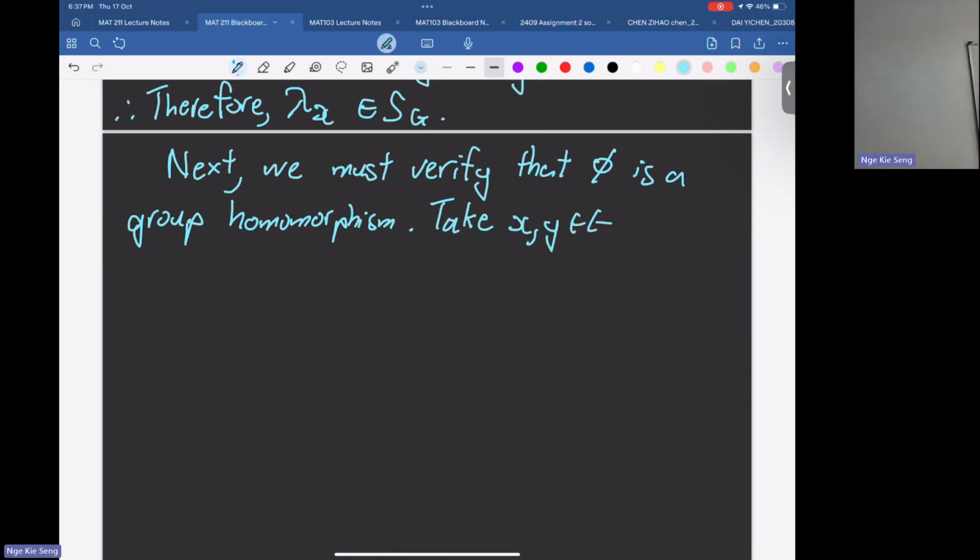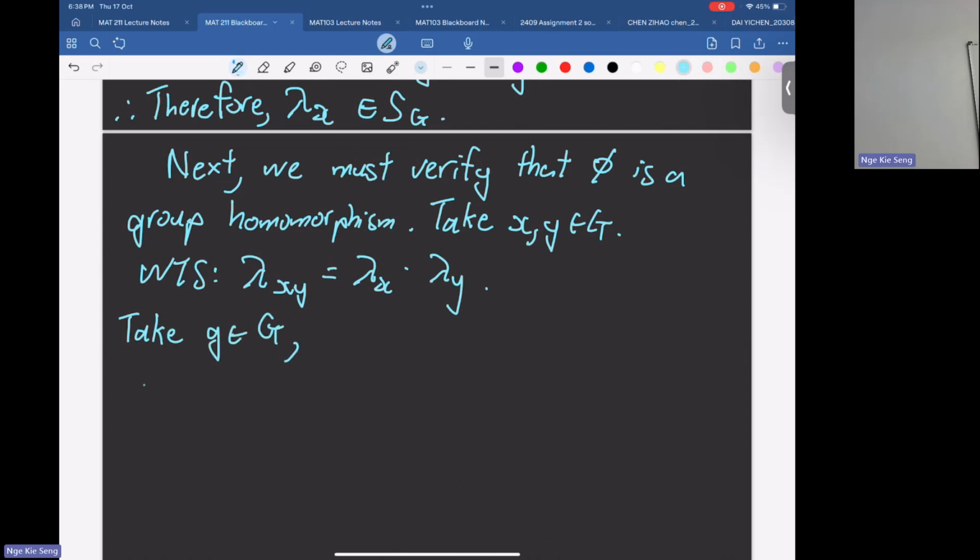So take x, y in G. We want to show that lambda xy equals lambda x times lambda y. But what kind of equality is this? This is function equality. To show function equality, you need to check on every element in the domain. So take any element in your domain. What do you need to do?